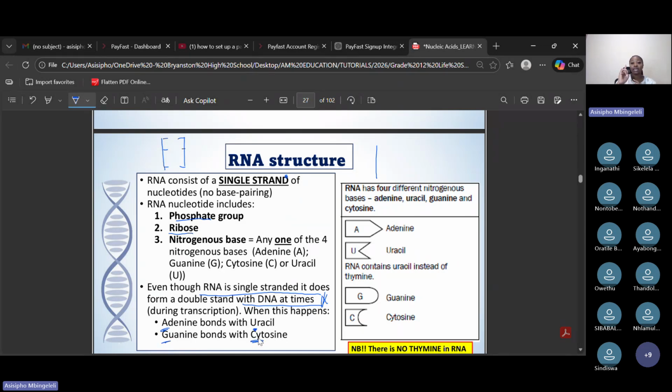So RNA is single-stranded. However, at certain times, it does pair with DNA. And when that happens, A will be paired with U and G will be paired with C. That is important to note.